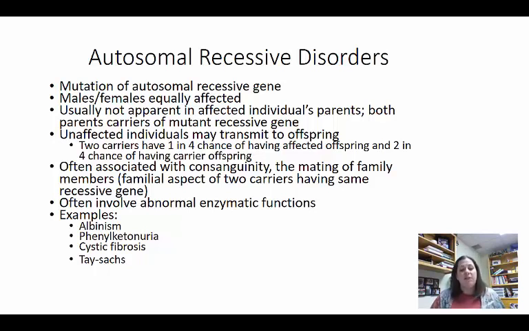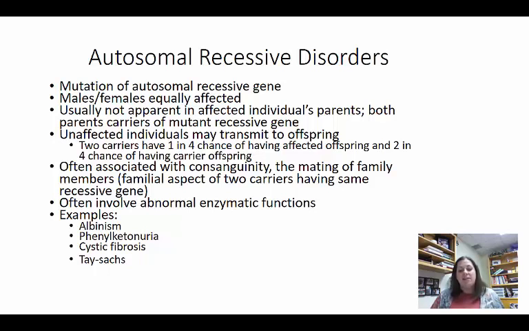The next one is cystic fibrosis. Cystic fibrosis is actually the most common autosomal recessive disorder. It's most common in individuals with Caucasian descent. We see that there's a production of abnormally thick secretions. So they produce abnormally thick mucus that's in their respiratory system and their digestive system specifically.